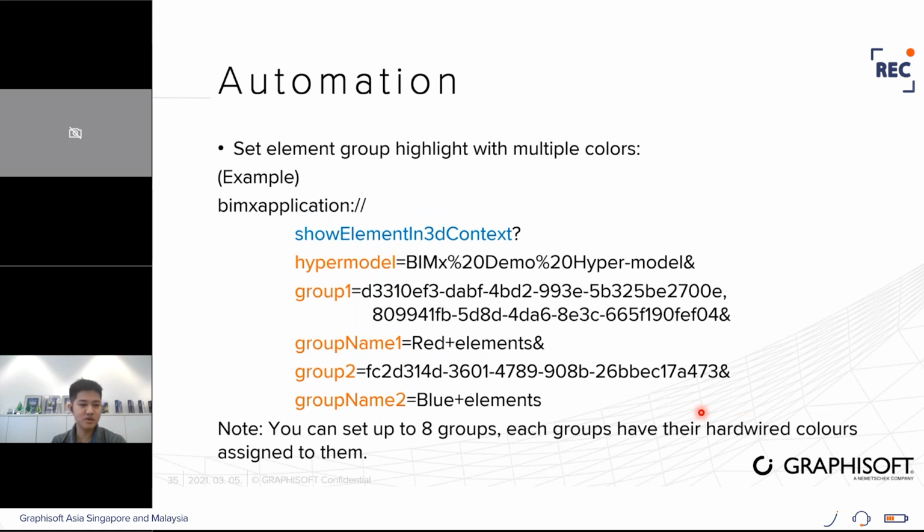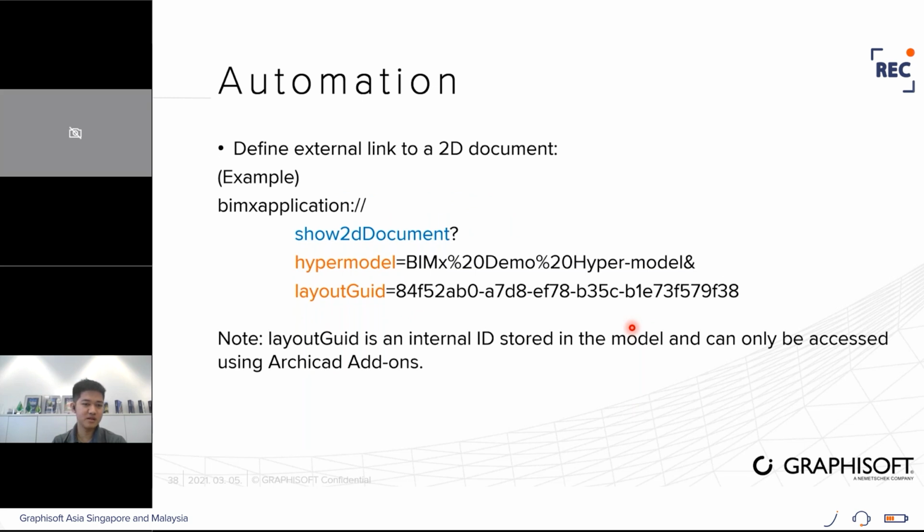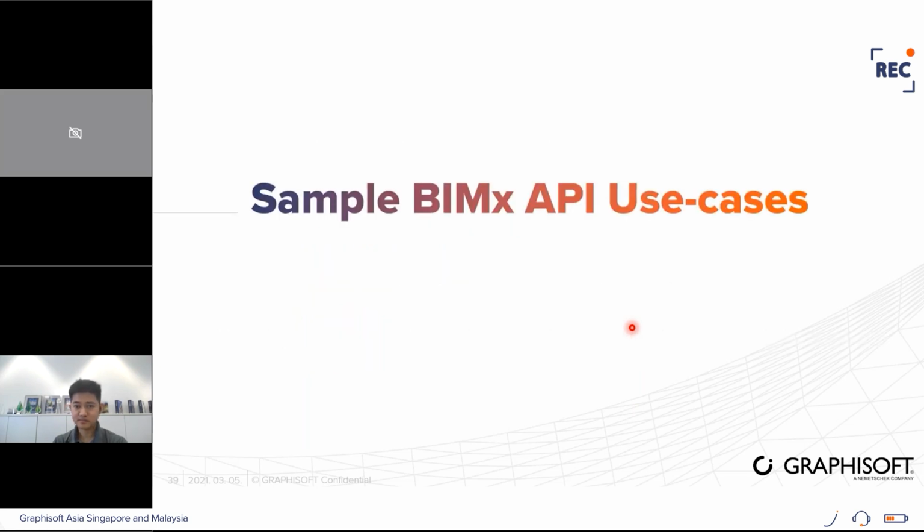Also, for the grouping you saw earlier, just take note that you can only set up to 8 groups, and each of them has its own hard-coded colors assigned to it. The color coding cannot be modified. And then you can set the camera position, and then open the 2D documents.